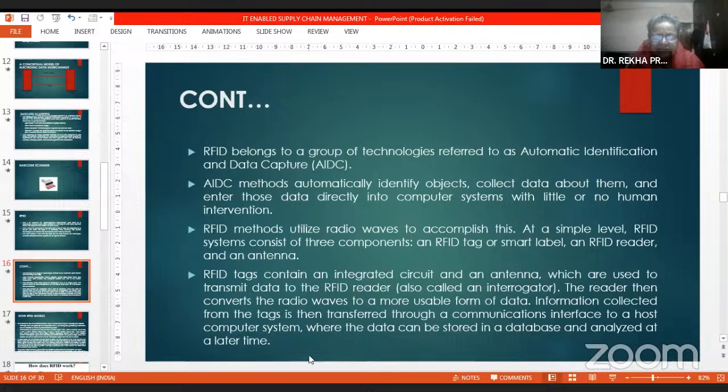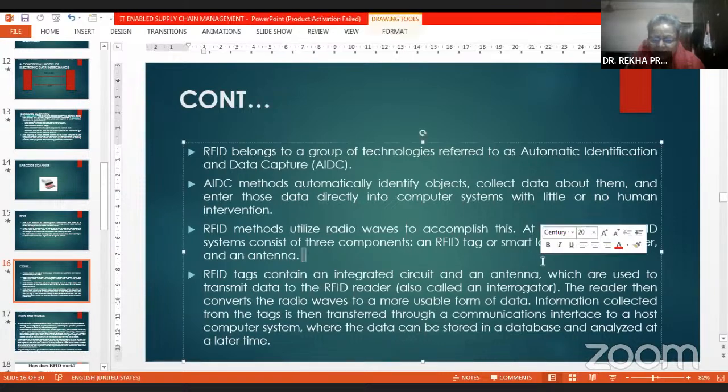The RFID method utilizes radio waves to accomplish this. At a simple level, an RFID system consists of three components: an RFID tag or smart label, an RFID reader, and an antenna. Because of the antenna, it catches the information. An RFID tag contains an integrated circuit and an antenna which are used to transmit data to the RFID reader, also called an interrogator.